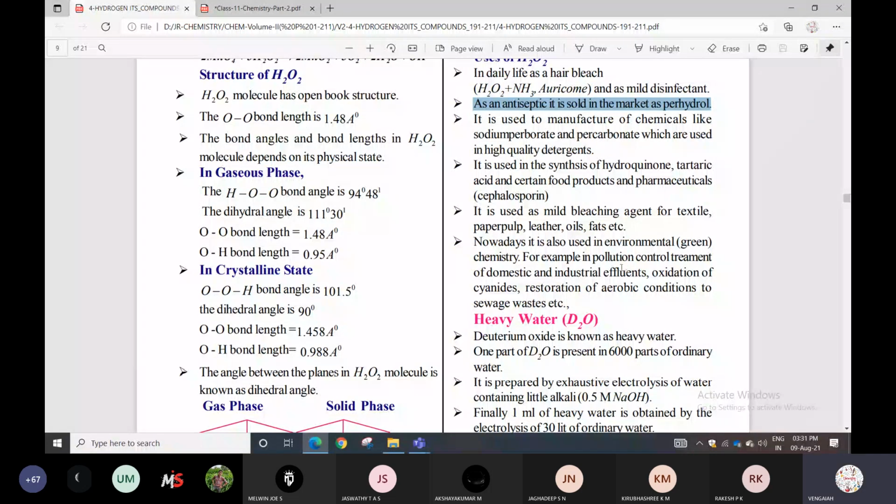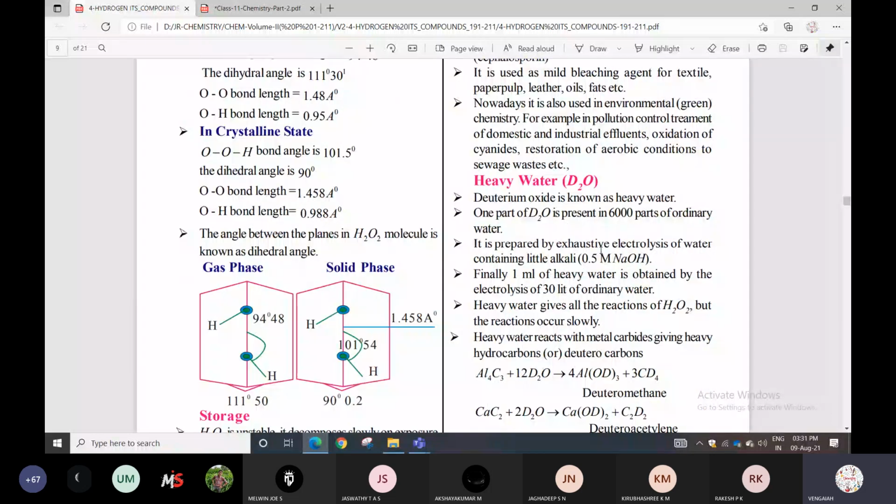So these are many points. You can write any 3-4 points, that is enough. Any doubts we have about hydrogen peroxide? There are the preparations, physical properties, chemical properties, structure and uses, and strength also given. So many points will be there. You can just write briefly. Two reactions. Any more doubts about hydrogen peroxide?